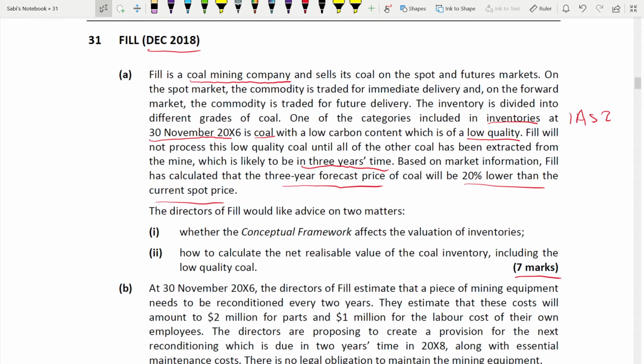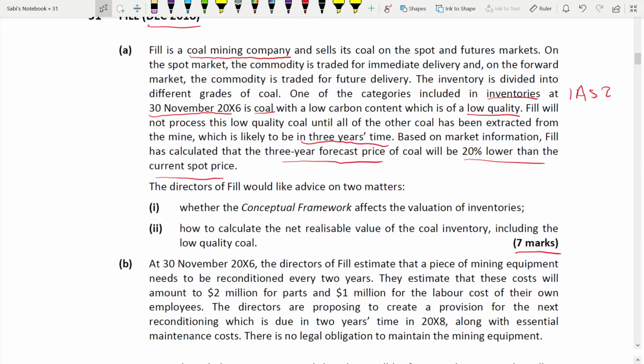Directors of Phil would like advice on 2 matters. Here they clearly didn't say how the 7 marks are divided. So you can say 3 for the conceptual framework and 4 for the second part, or 4 for the first one and 3 for the other; we'll see the marking scheme. If you divide 7 equally, it will be 3.5 and 3.5, which is not wise enough.